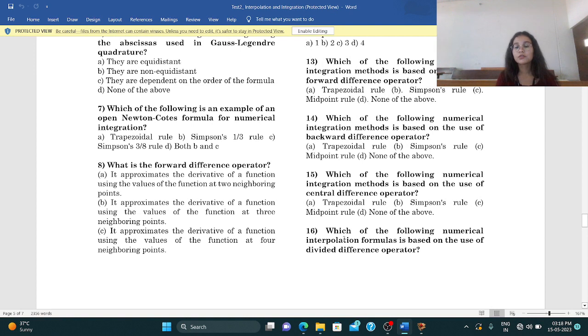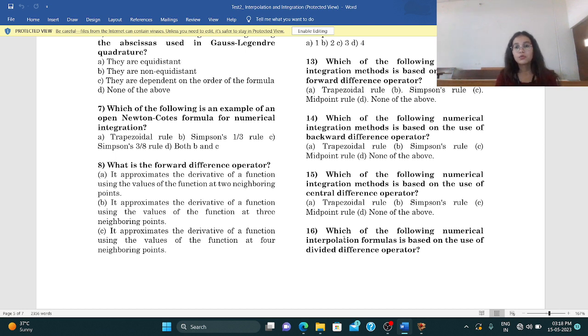Question 13. Which of the following numerical integration methods is based on the use of the forward difference operator? Option A trapezoidal rule, option B Simpson's rule, option C midpoint rule and option D none of them. And the correct option is none of them.